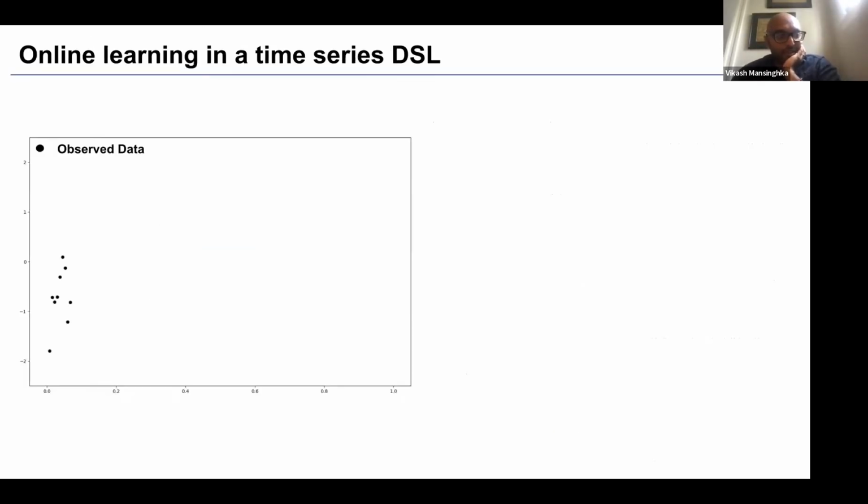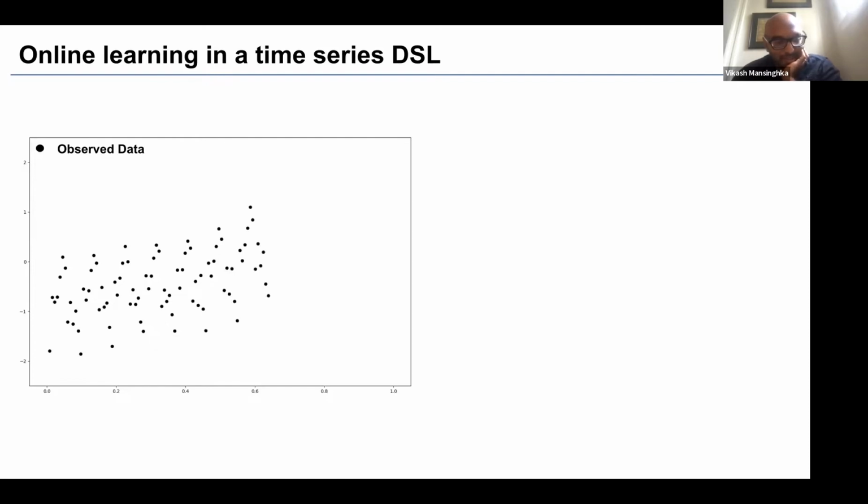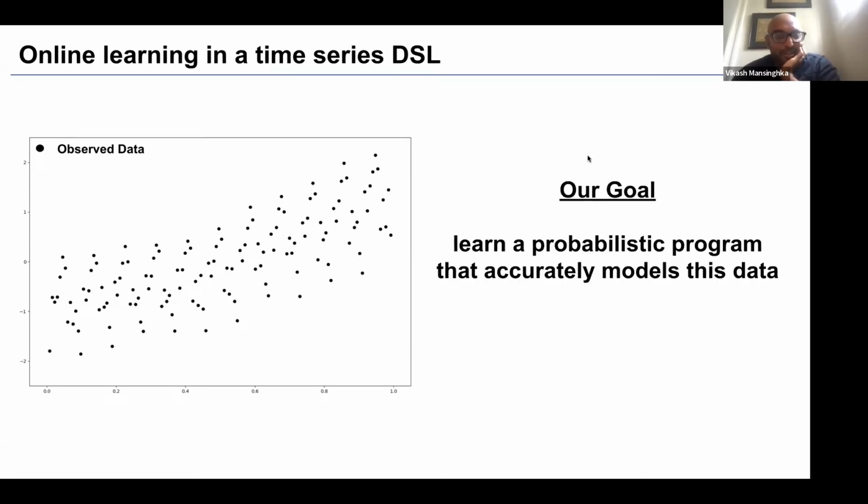So the problem we're going to look at, this is drawn from work by Faraz Saad, is the problem of learning the structure of tractable models for time series. So can you sketch in the air with your finger the structure that you think explains this time series data? Okay, so I see some people sketching a periodic structure, maybe with a linear trend overlaid. So how can we learn a probabilistic program that accurately models this data?